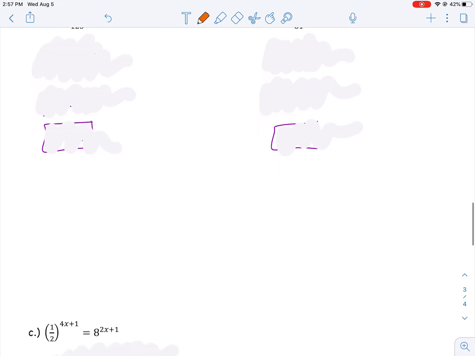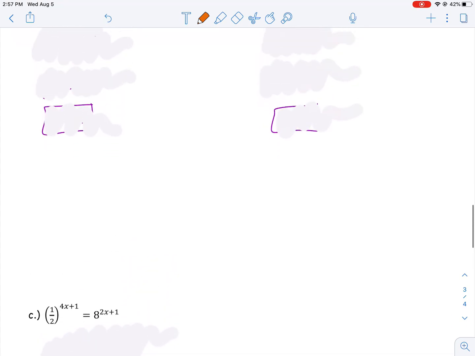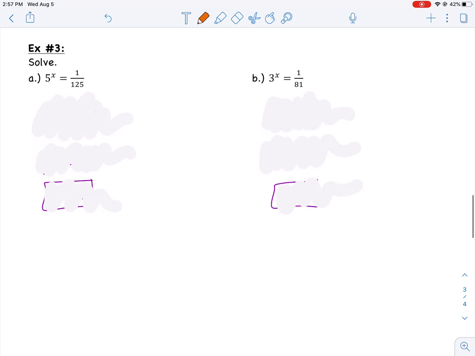Now if you notice on both of these, and even the last one, we have some fractions now as exponents. And we still need to get our bases to be the same. And a 5 and a 1 over 125 are definitely not the same base. So we have to somehow figure out how we can make them into the same base. Well, I'm looking at that 5 to the x, and I don't think I can break down 5 any more than it already is. So I'm a little bit stuck on that side. So let's maybe look at the right side.